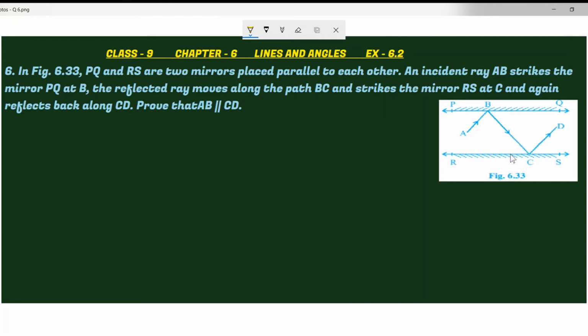This is the figure. The two mirrors PQ and RS are placed parallel to each other, and an incident ray AB strikes the mirror PQ at B and then goes through the path BC and again strikes the mirror RS at C and is then reflected again through D. Now we have to prove these two lines AB and CD are parallel to each other. Let's prove it.